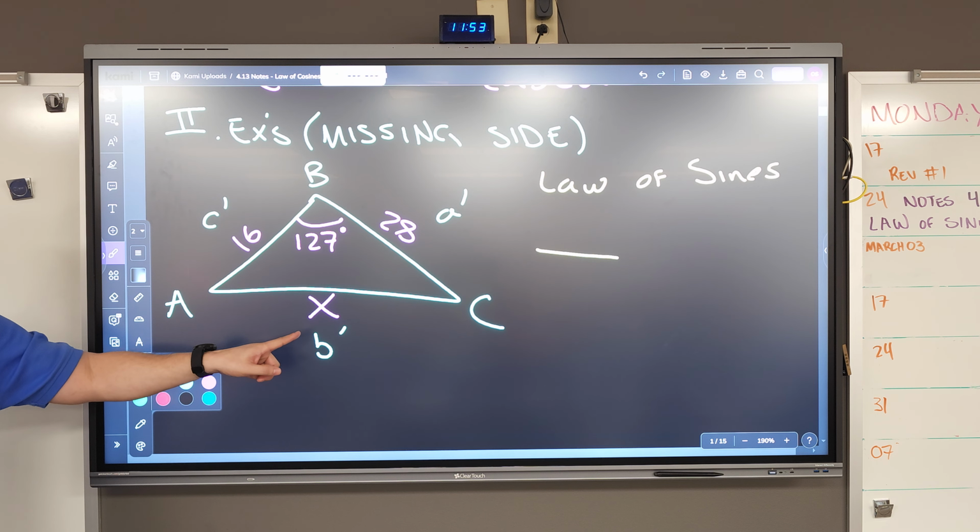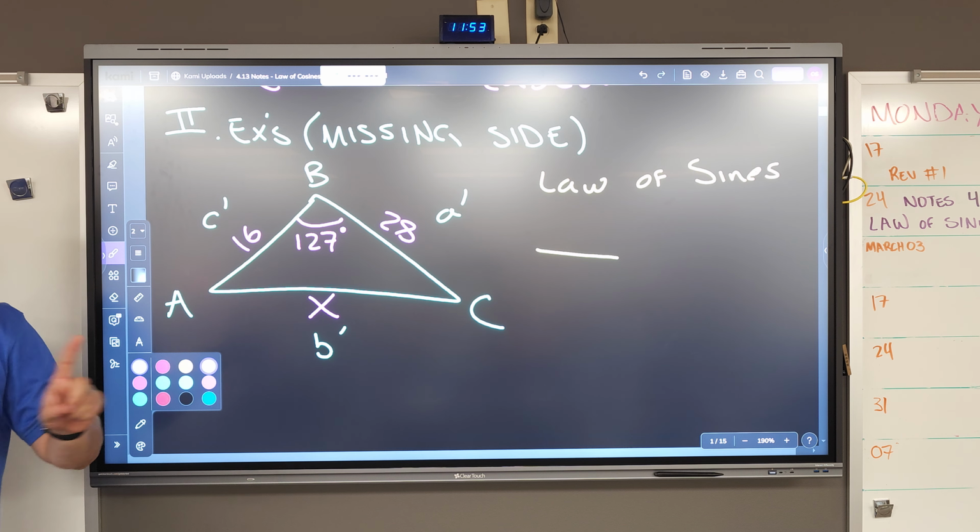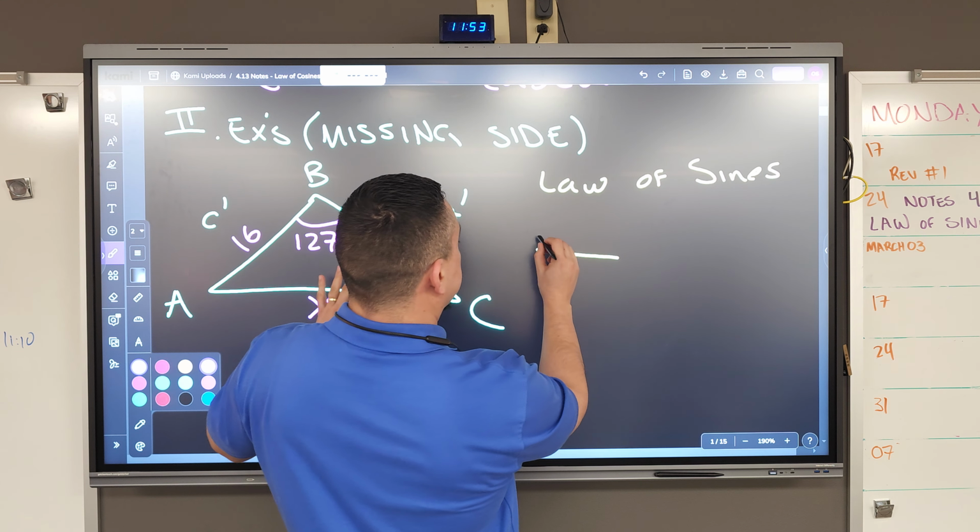Does that make sense? Okay, and can I figure out what this side is? Pythagorean theorem does not work if it's not 90 degrees, so you can't use Pythagorean theorem on this. Let me just set it up one time so you can see why it doesn't work.